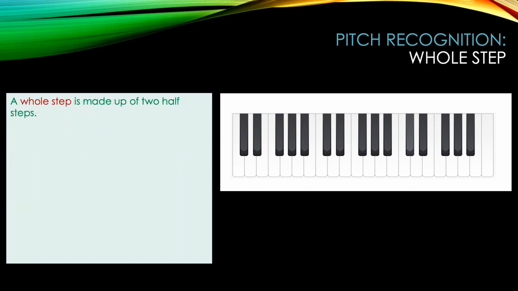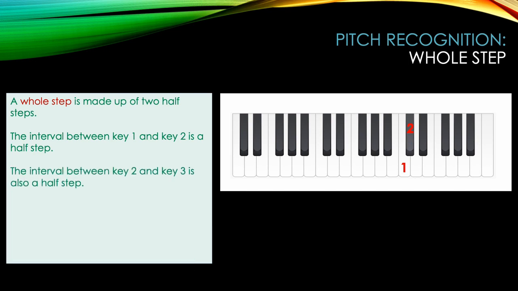A whole step is made up of two half steps. The interval between key 1 and key 2 is a half step. The interval between key 2 and key 3 is also a half step. That means that the interval between key 1 and key 3 is a whole step.